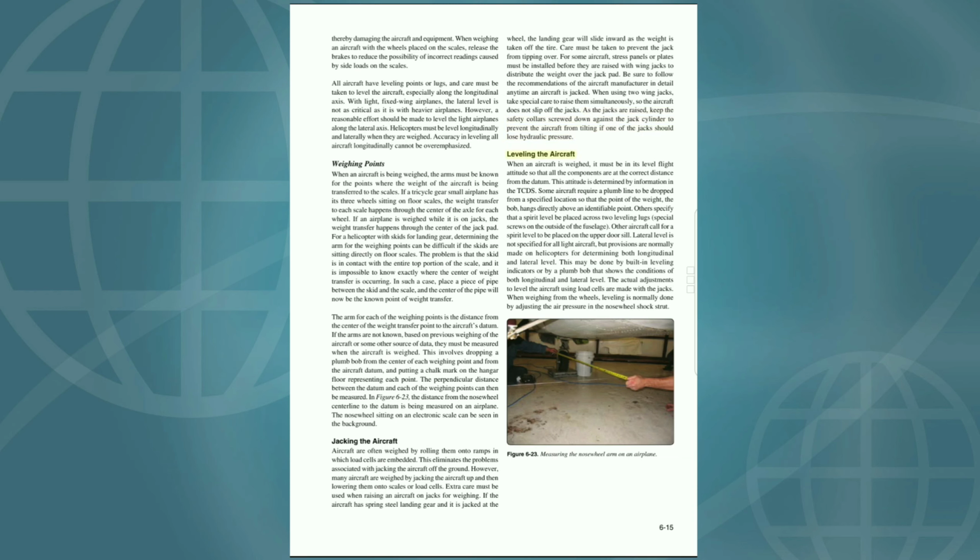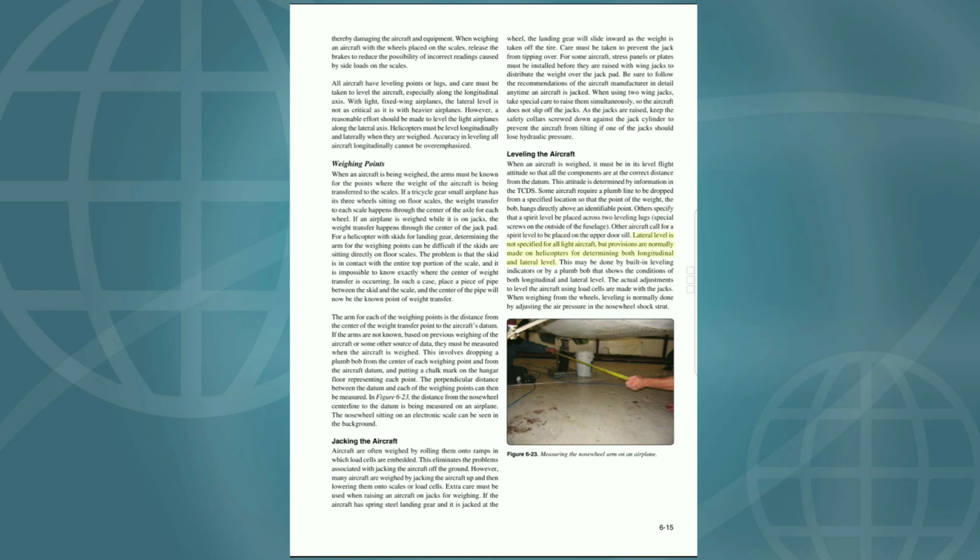Leveling the aircraft. When an aircraft is weighed, it must be in its level flight attitude, so that all the components are at the correct distance from the datum. This attitude is determined by information in the TCDS. Some aircraft require a plumb line to be dropped from a specified location, so that the point of the weight, the bob, hangs directly above an identifiable point. Others specify that a spirit level be placed across two leveling lugs, special screws on the outside of the fuselage. Other aircraft call for a spirit level to be placed on the upper door sill.